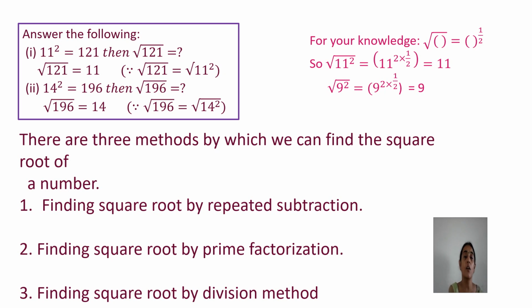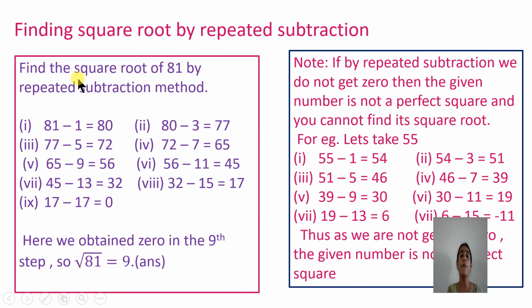Now there are three methods which are used for finding the square root: by repeated subtraction, by prime factorization, and by division method. Now in this part we are going to study how to find the square root by repeated subtraction. Let's see. Find the square root of 81 by repeated subtraction method.